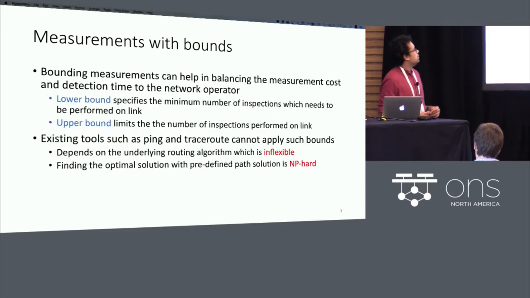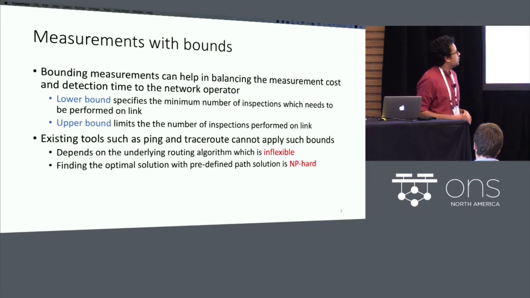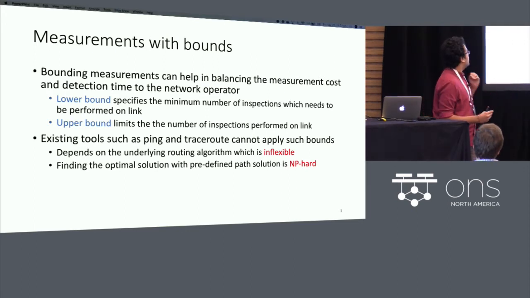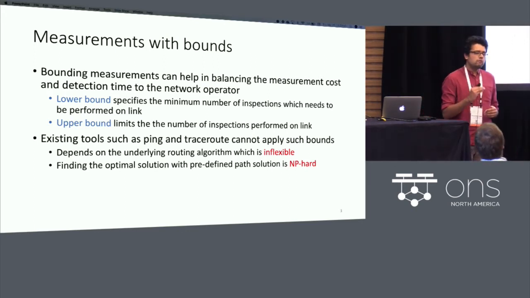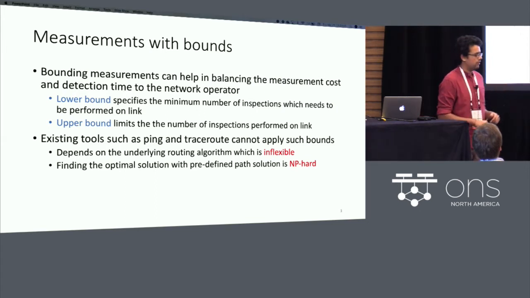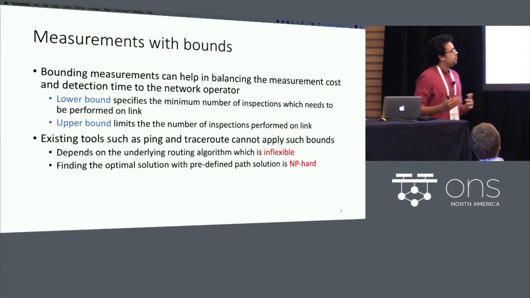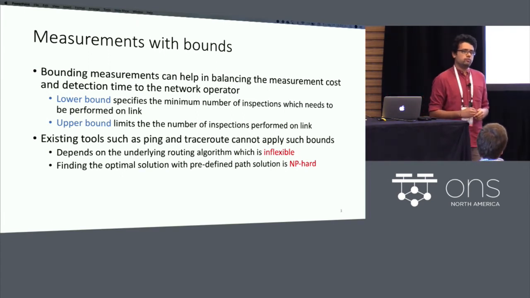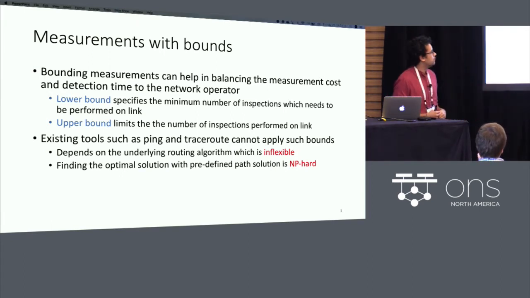One such way is to bound the measurement. A network operator could define a lower bound, which specifies the minimum number of measurements which need to be done on a link. This provides a guarantee that a particular persistent delay will be detected within a given interval of time. He or she could also define an upper bound, which limits the total number of measurements which could be done on a particular link.